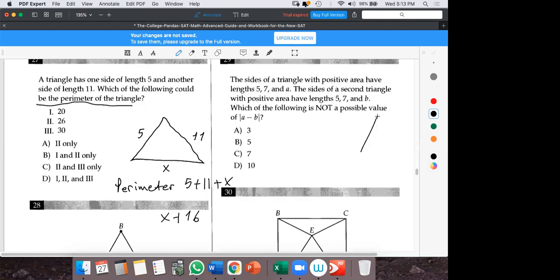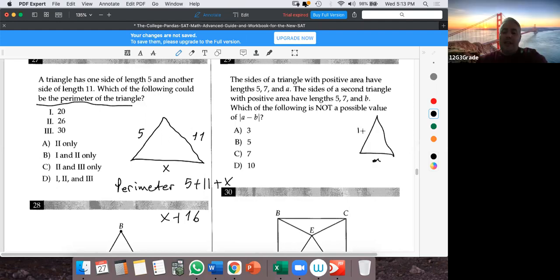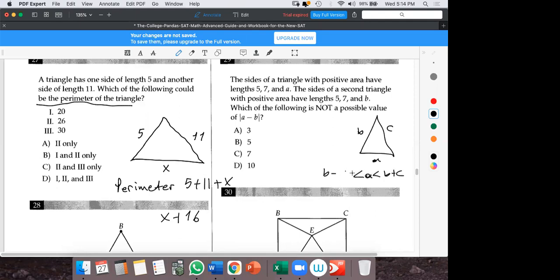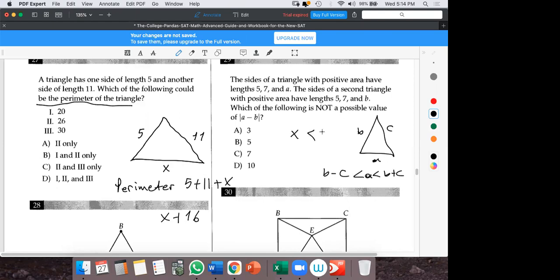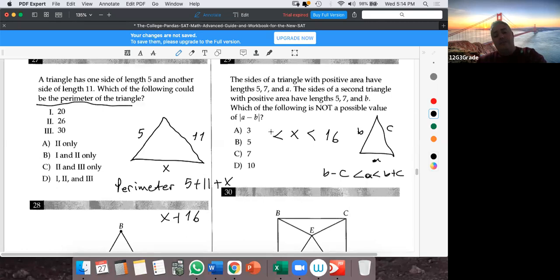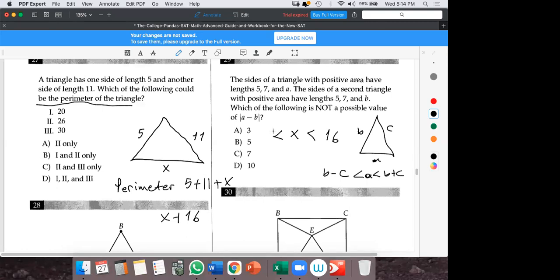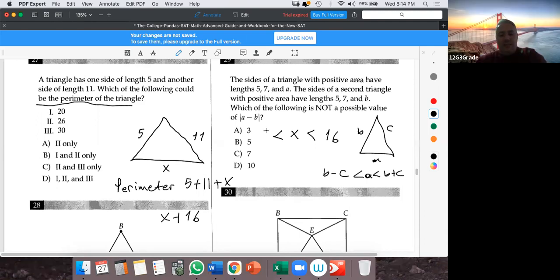Now, we remember the rule we have studied before. If this is A, this is B, this is C, A is always less than B plus C and greater than the difference of B and C. Using this, can you write what x should be? Let's write it together. X is smaller than 16 and greater than 11 minus 5, which is 6. Sorry, 6. So now let's be careful. In this case, x could be 7.